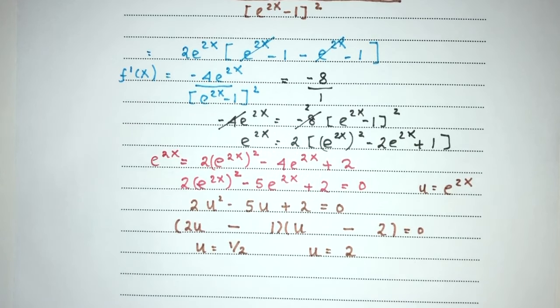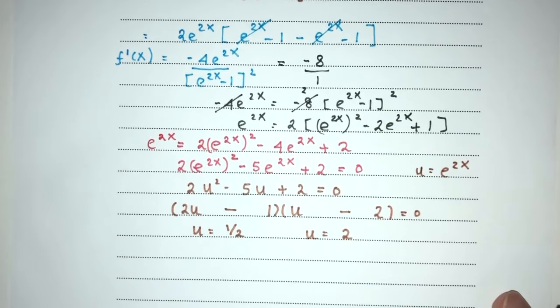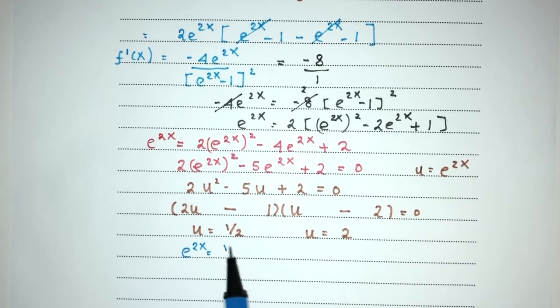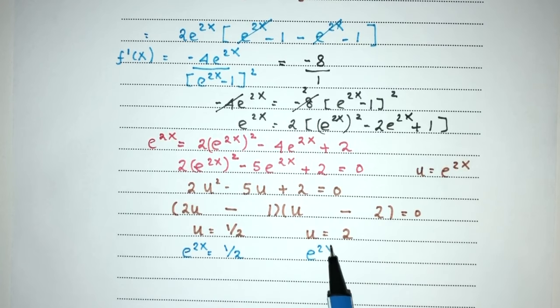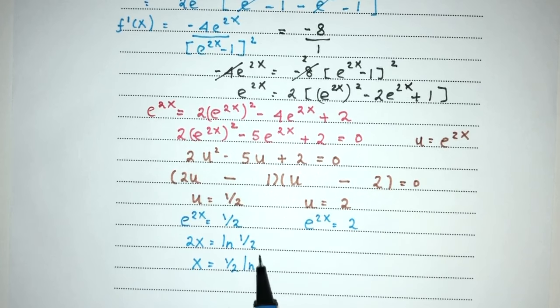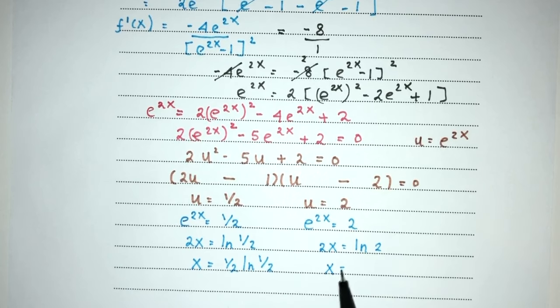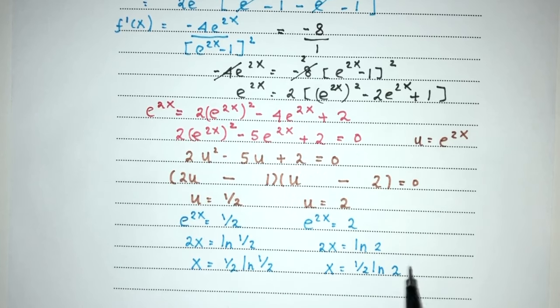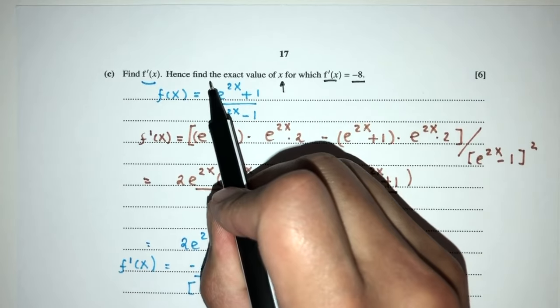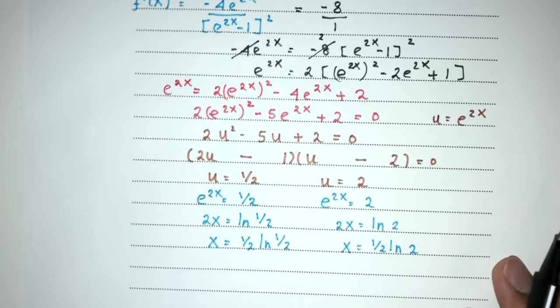Now again, we do not care about the value of u. We want to find the value of x. So replace: exponential 2x has to be half, or exponential 2x has to be 2. So 2x has to be ln of half, and x has to be half of ln half. Or 2x has to be ln of 2, x has to be half of ln 2. Now let's see which one is the correct value, because we want to find the exact value, which is only one of them.